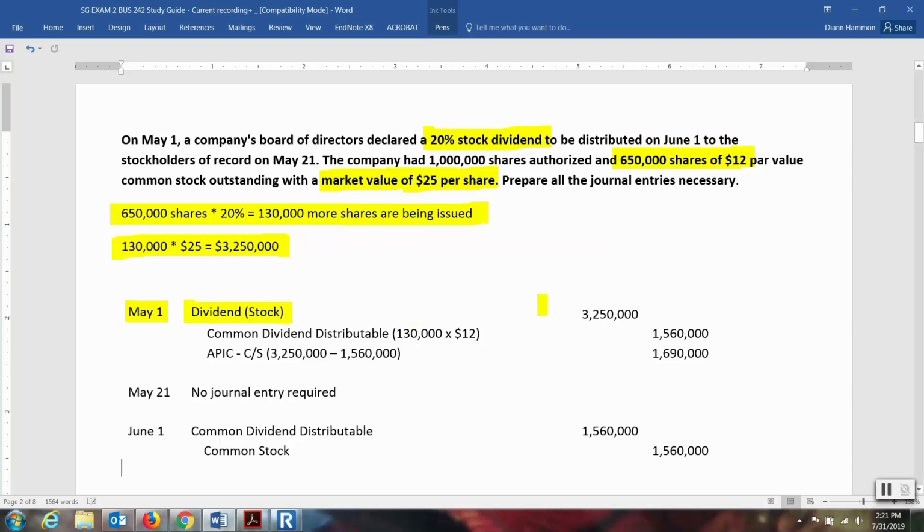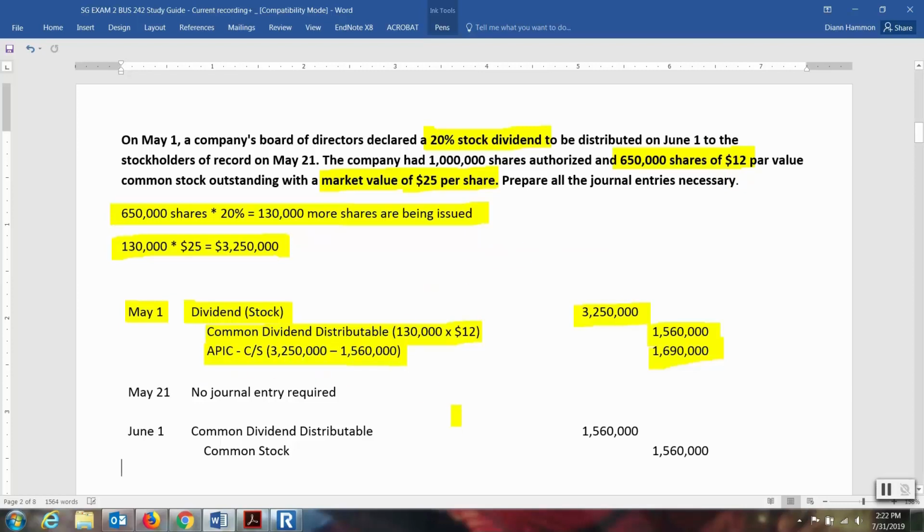So we're going to record the stock dividend for that full amount, $3,250,000. We will put an amount in the common dividend distributable. This is like our liability for the company. The 130,000 shares times the par value. This would be $1,560,000. Then we have an overage. The market value is $25. The par value is $12. So that's a good bit more, a premium if you want to think of it that way.